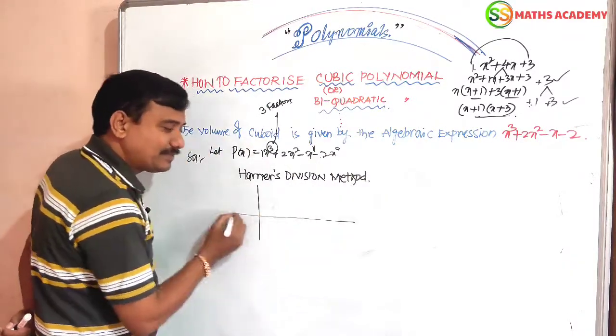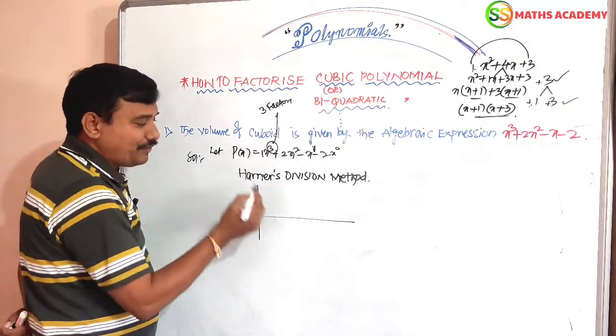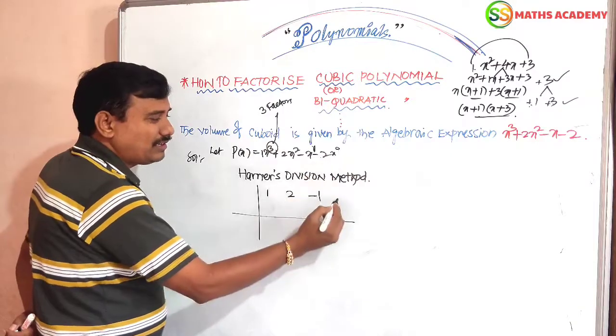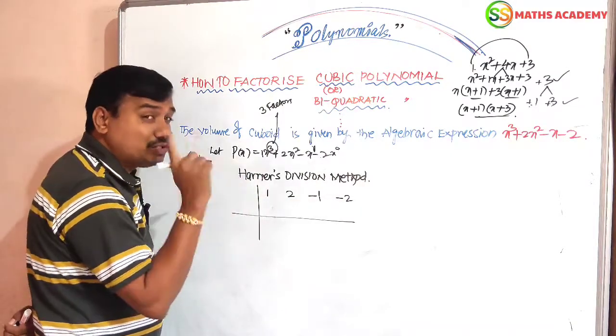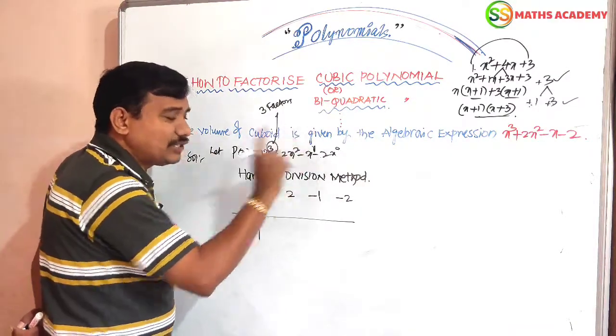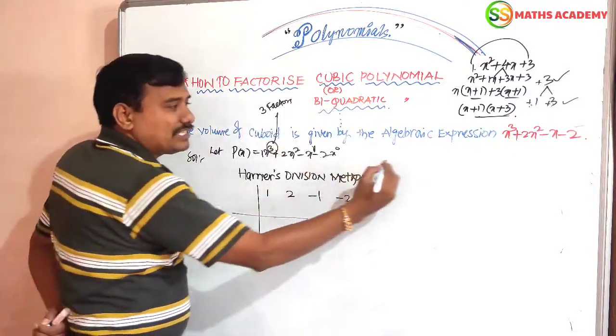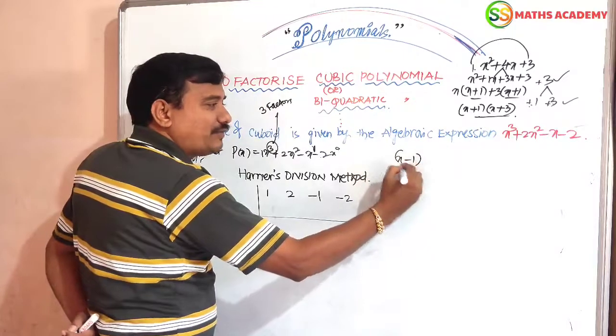Now make a box. What are the coefficients, friends? 1, 2, minus 1, minus 2. Check that it is in order: powers 3, 2, 1, 0 are in descending order. Yes, it is in order. What is the first factor? x minus 1 is a factor, sir.